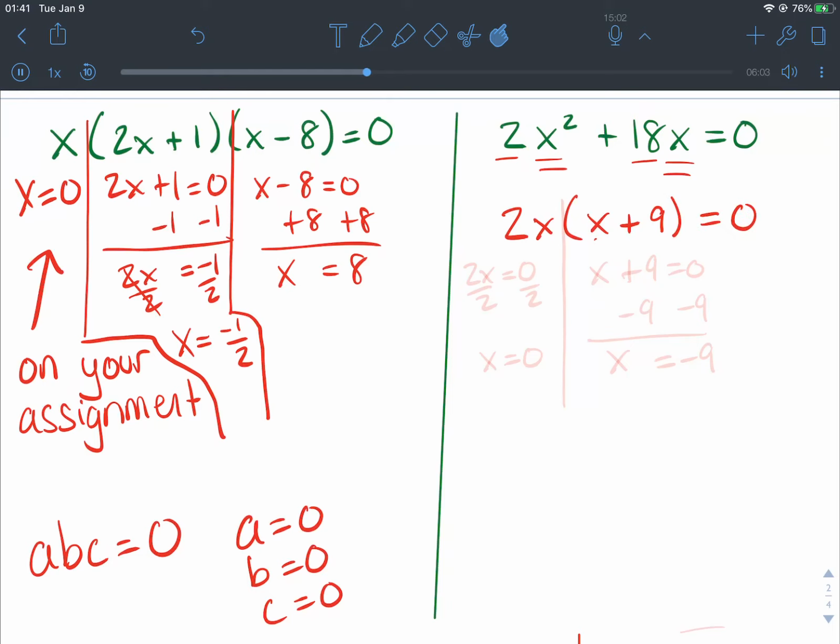Now we have it factored out, and now we have our a is 2x and our b is x plus 9. So we set our a to equal 0. 0 divided by anything is always going to be 0. And then we have x plus 9 equals 0. And if we subtract 9 on both sides, we get x equals negative 9. Done.